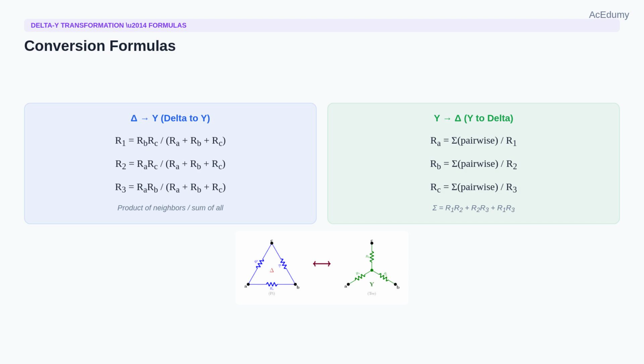Here are the formulas. In the delta configuration, we have three resistors: RA between nodes B and C, RB between nodes A and C, and RC between nodes A and B. In the Y configuration, R1 connects from node A to the center, R2 from node B to the center, and R3 from node C to the center.